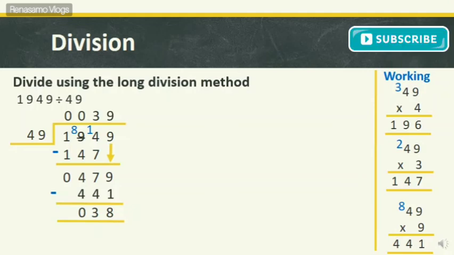Let's finally conclude the sum by writing the answers. Dividend is equal to 1949. Divisor is equal to 49. Quotient on the top, the answer is equal to 39, and the leftover remainder at the bottom is equal to 38.